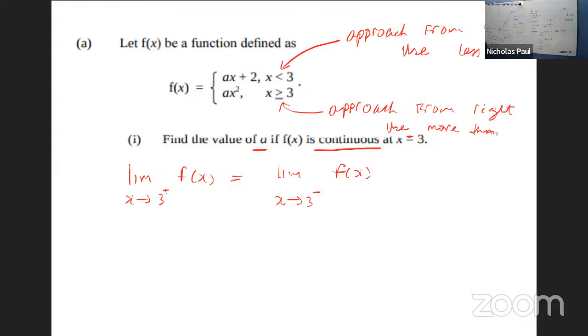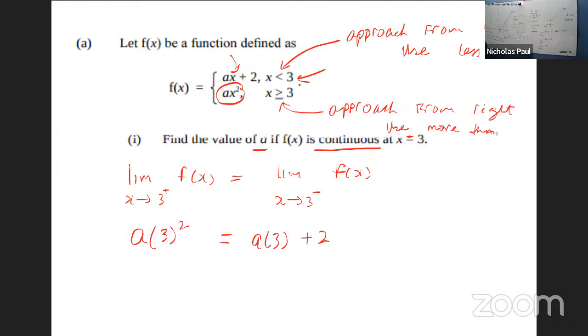Right? So as you approach from the right, we're using this function. So that'll be a, don't write x squared, just write 3. That's okay? And if you're approaching from the left, use this function. That'll be a by 3 plus. Everybody okay with that?